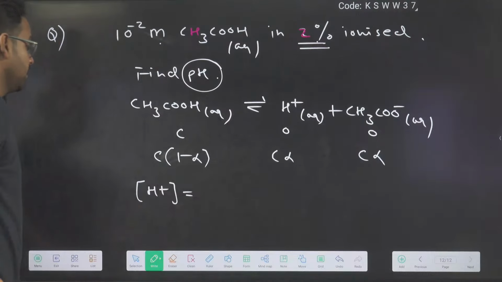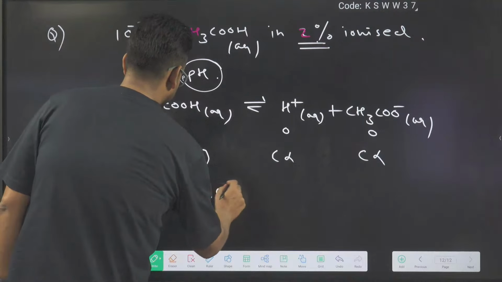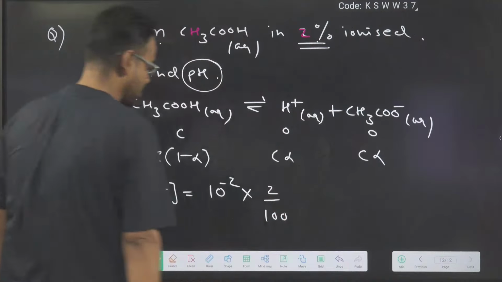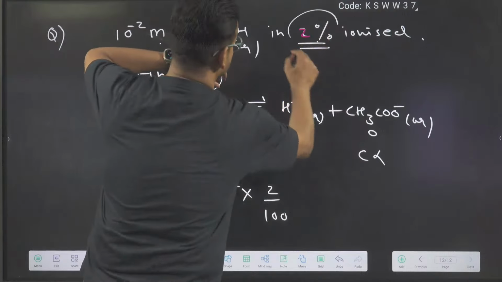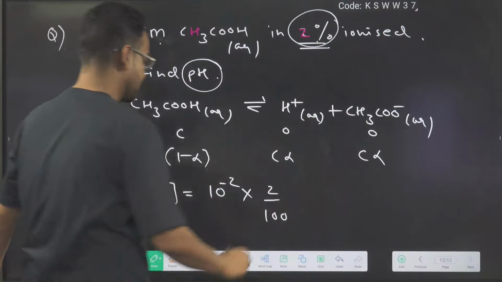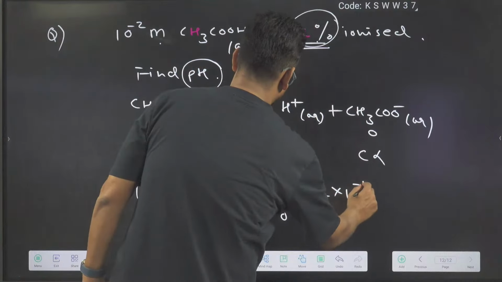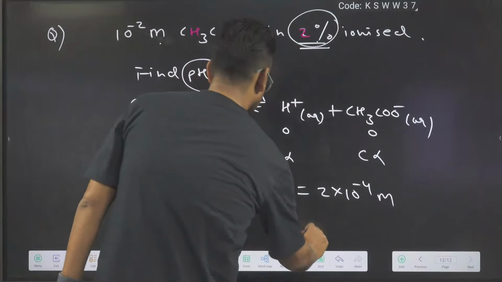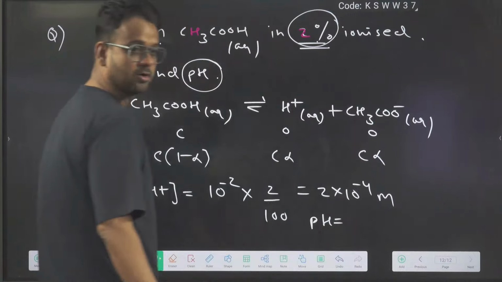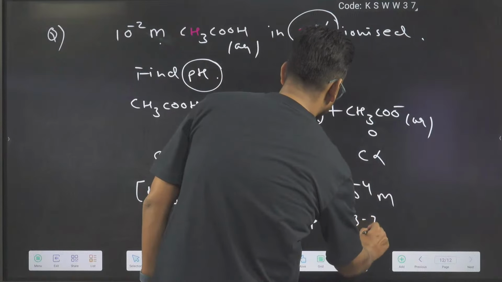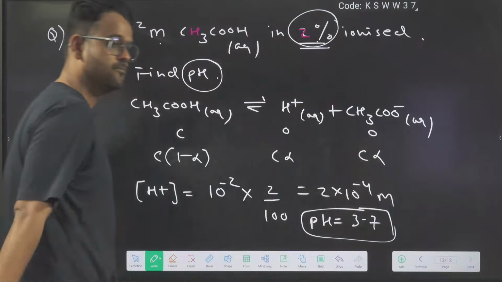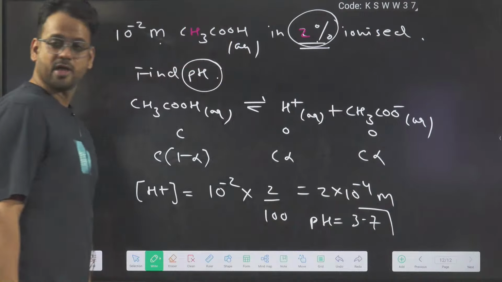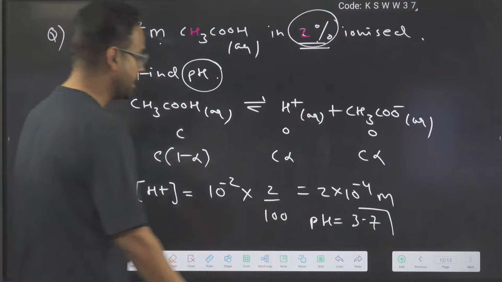So everybody, now molarity of H plus would be 10 to the power minus 2 into 2 upon 100. This is percentage, so 2 by 100 I have to do over here. So 2 into 10 to the power minus 4 molar. pH is 4 minus log 2. 4 minus log 2 is 3.7. This is the answer. Is this okay, everyone? All right, let's do the next question quickly.